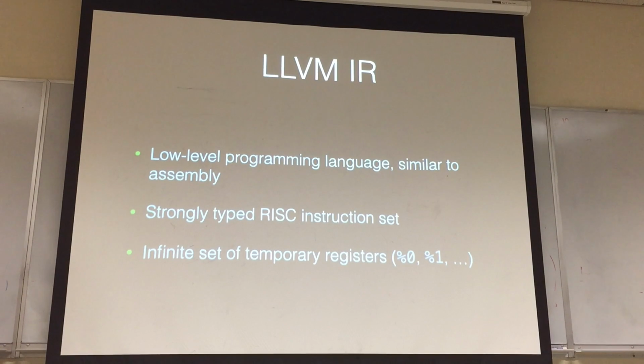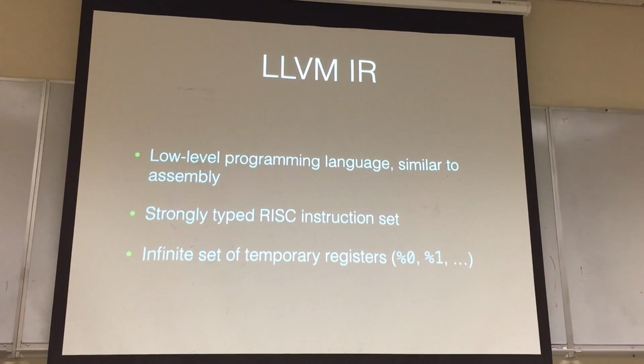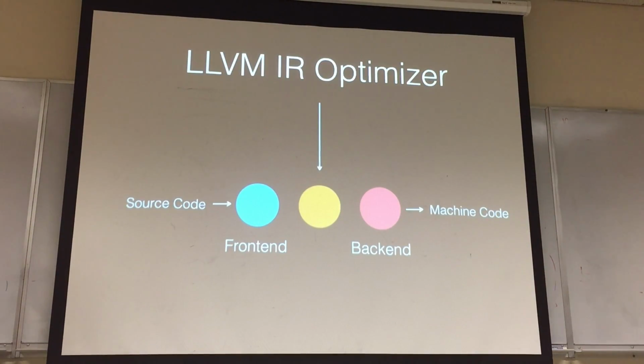And like assembly, where you work with registers and assign values to registers and pull values from registers, this works with registers as well, but it has an infinite set. So instead of AX, BX, whatever, it has 0 through whatever number you want. Okay? Now let's go to the optimizer.